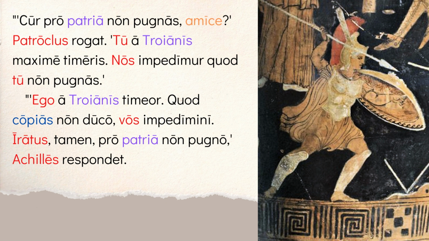Same idea. Then he continues and says, eratus tamen pro patria non pugno, Achilles responded. So I'm angry, right? Angrily, you might say. Eratus means angry, but it's almost kind of functioning as an adverb here. So you can say angry or angrily, right? However, I am not fighting non pugno. It's active voice. I am not fighting, or I do not fight pro patria, for my country. Achilles responds. So he's saying I'm not fighting because I'm angry.